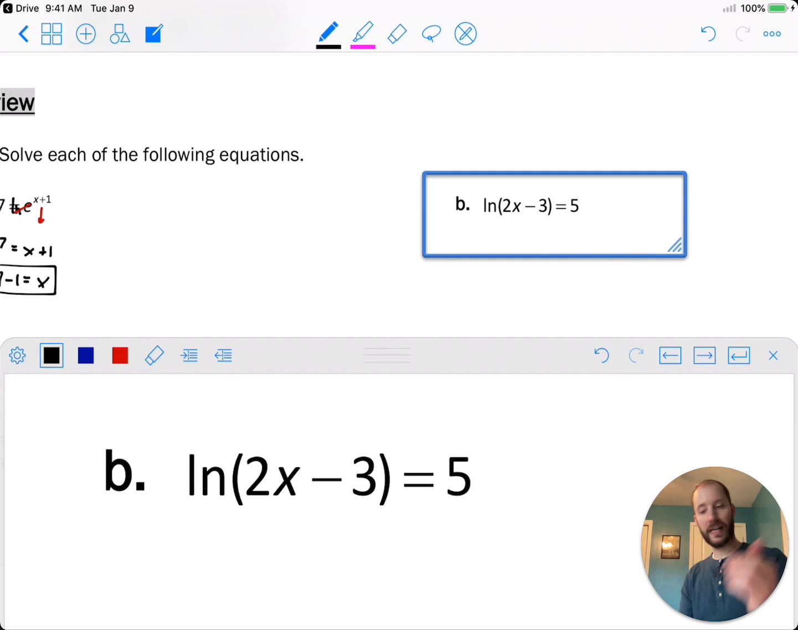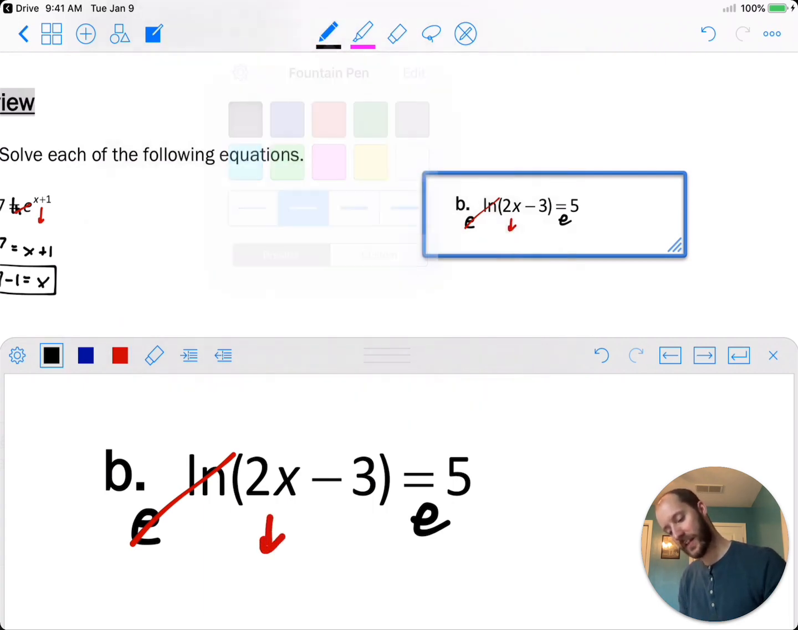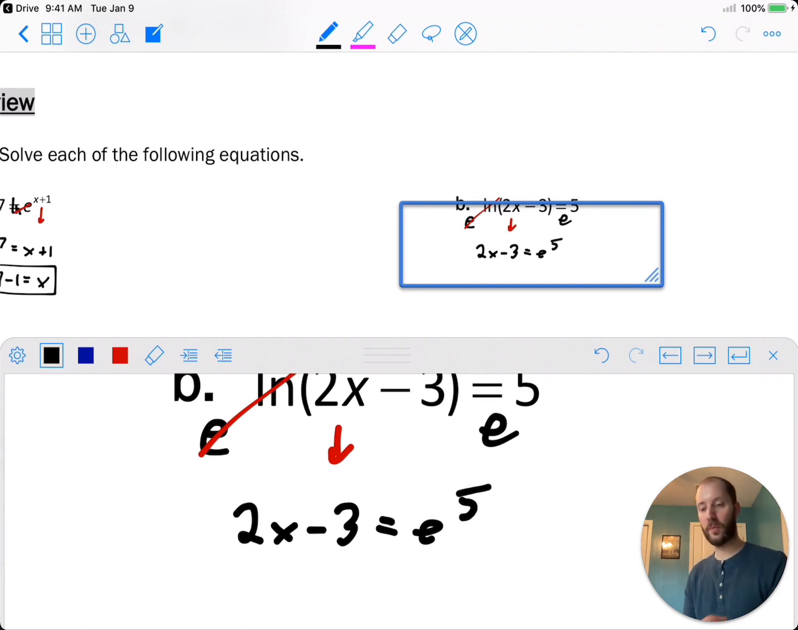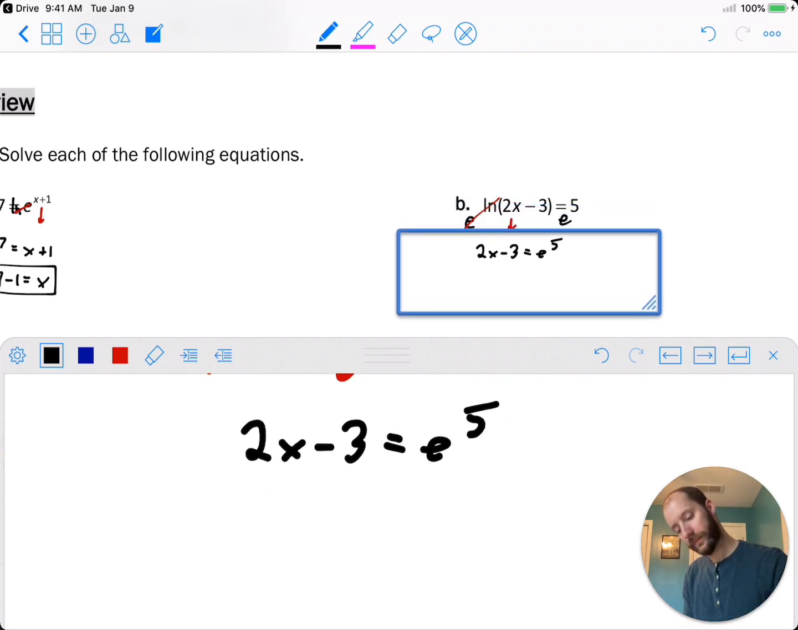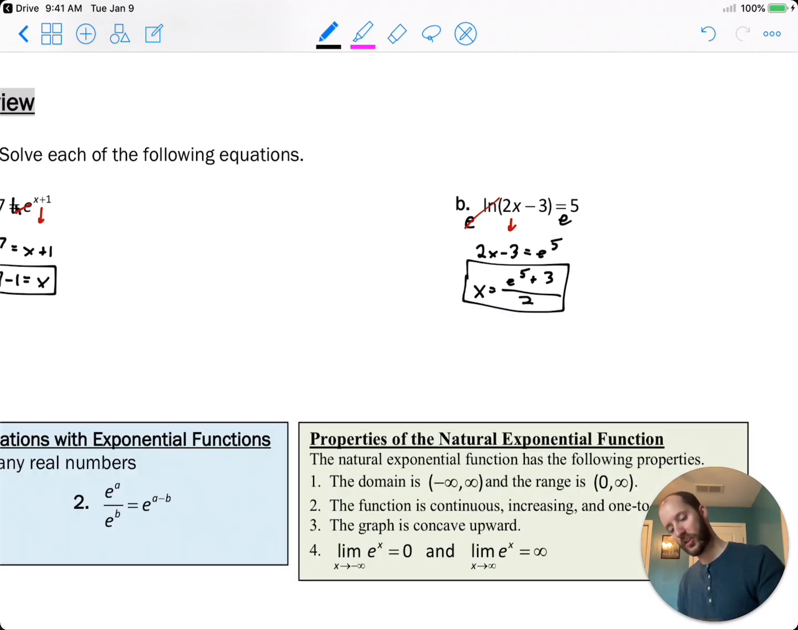Again, inverses. You want to get rid of ln, introduce the inverse. Exponentiate both sides. I may have made the word up, I don't know. e to the ln of 2x minus 3, that falls down. So 2x minus 3 equals e to the 5th. That is some weird decimal. Leave it as e to the 5th. Add 3 to both sides, and then divide by 2. And you have your solution for x.